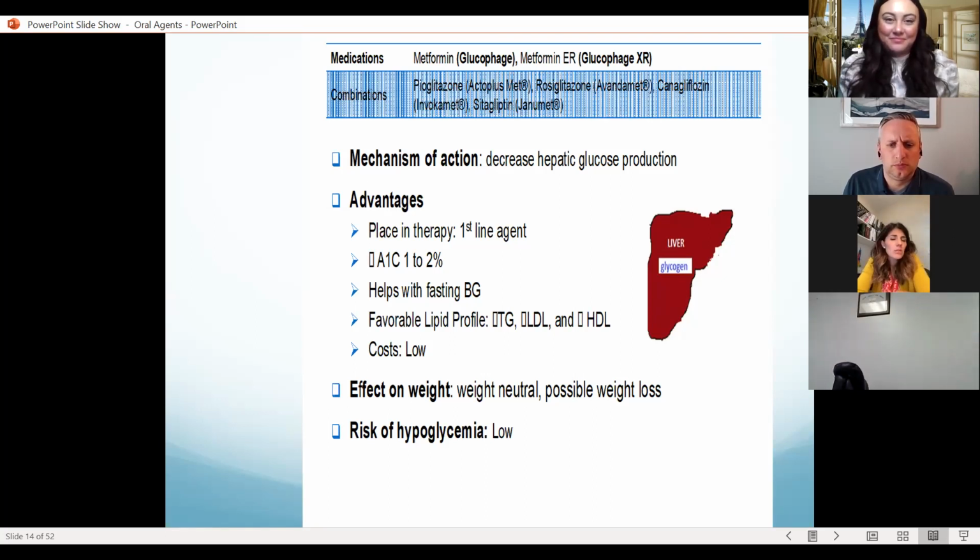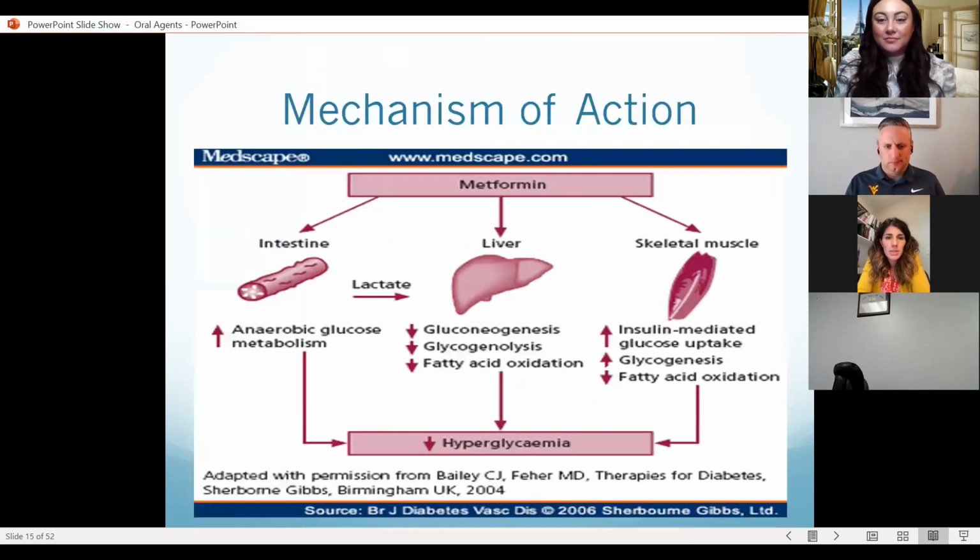So we'll go through each drug in a little bit of detail. So metformin, this is your biguanide. It works on your liver. And the advantages of this, it's your first line agent. It can lower your A1C anywhere from 1 to 2 percentage points. It can help with your fasting blood glucose. It has favorable effects on lipids, very low cost. It's generic. It's weight neutral. Some people do have some weight loss. Very little risk of hypoglycemia. And I will mention that if your patient has an intolerance to the metformin immediate release, don't forget about your metformin extended release, which many people tolerate much better than the immediate release. Next slide, please.